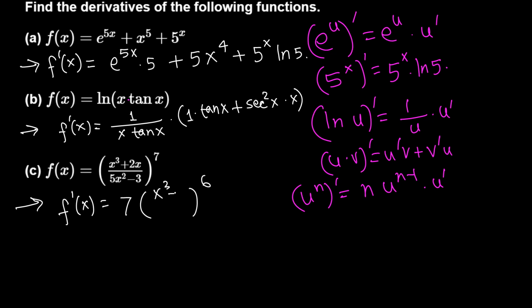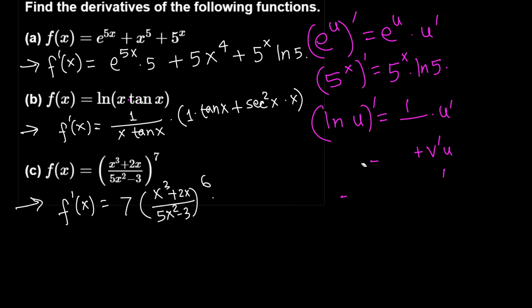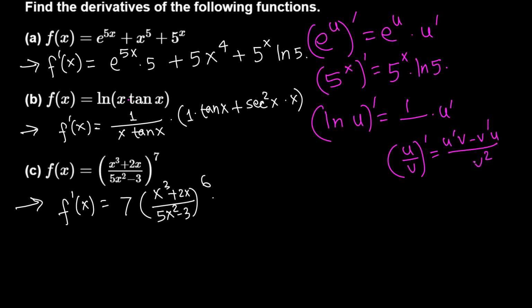So x cubed plus 2x over 5x squared minus 3 times, this is like u prime, so we need to find its derivative, which is in fact a quotient, a fraction, so we need to use the quotient rule here to find the derivative of the inside function. Okay, this is like u over v, and we know that the quotient rule for u over v is just u prime v minus v prime u over v squared.